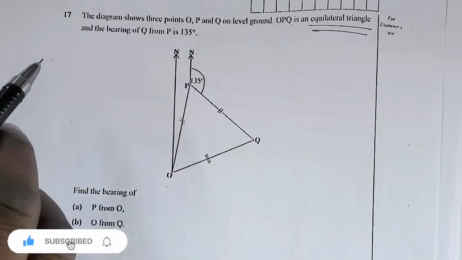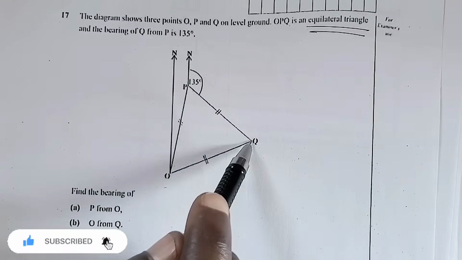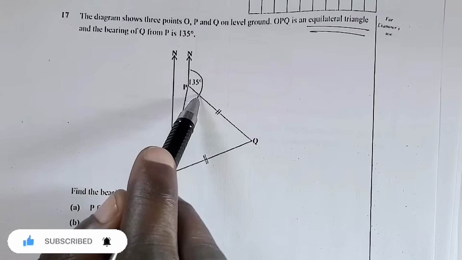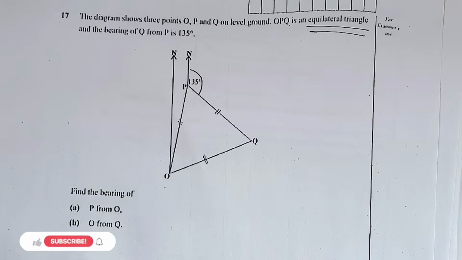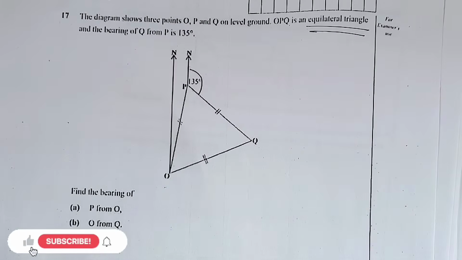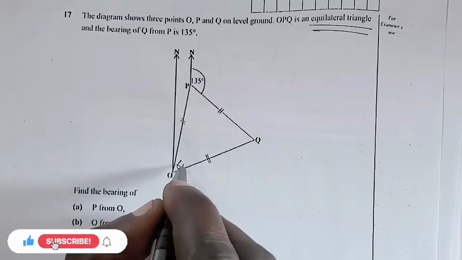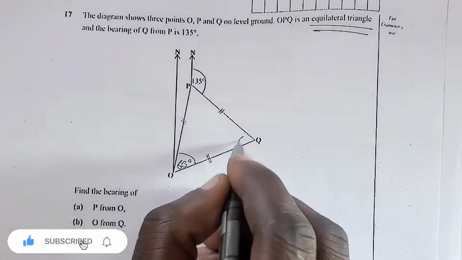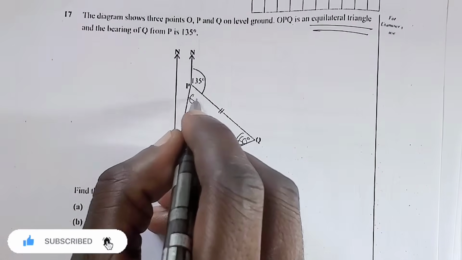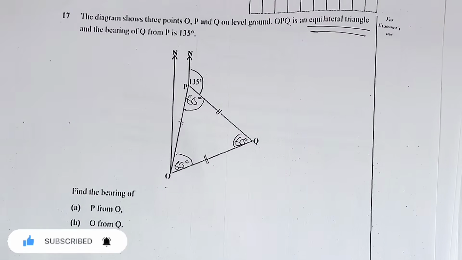And the bearing of Q from P is this one, 135 degrees. Now, what is an equilateral triangle? An equilateral triangle is a triangle whose sides are equal and angles are the same. If angles are the same, it means it is 60. So here is 60 degrees, even here is 60 degrees, and even here is 60 degrees.